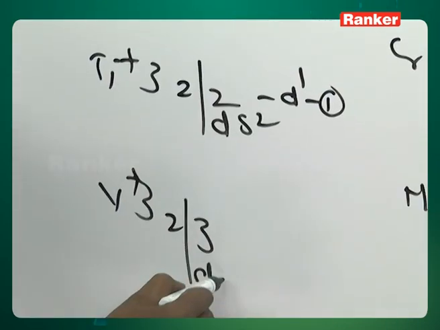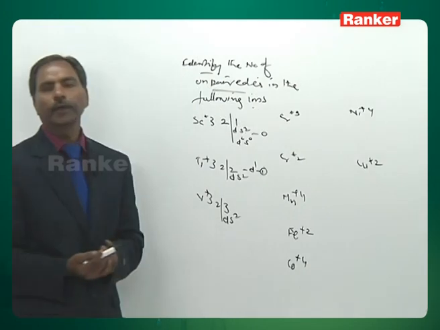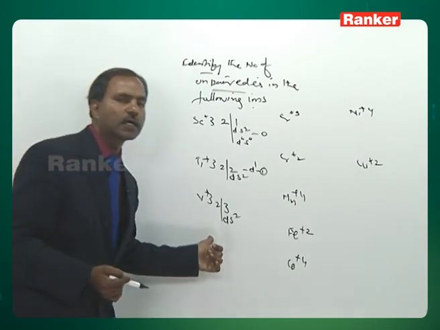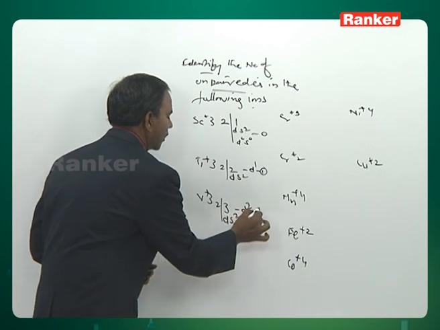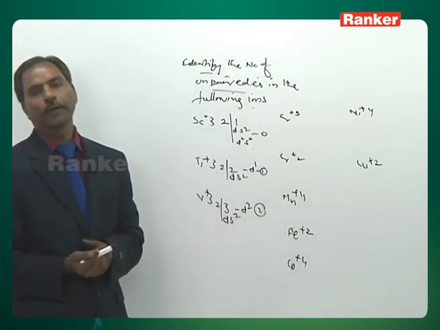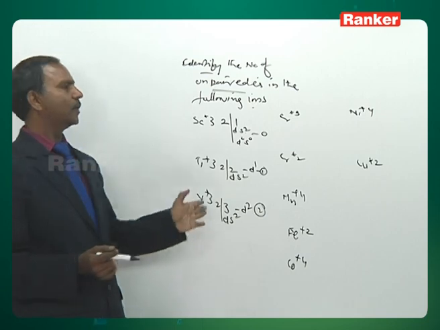23. Put a line, second digit is what? Configuration D3S2. How many electrons lost from here? 3. What is remaining? Then it is D2. How many unpaired electrons? 2. Like this, you can easily calculate.